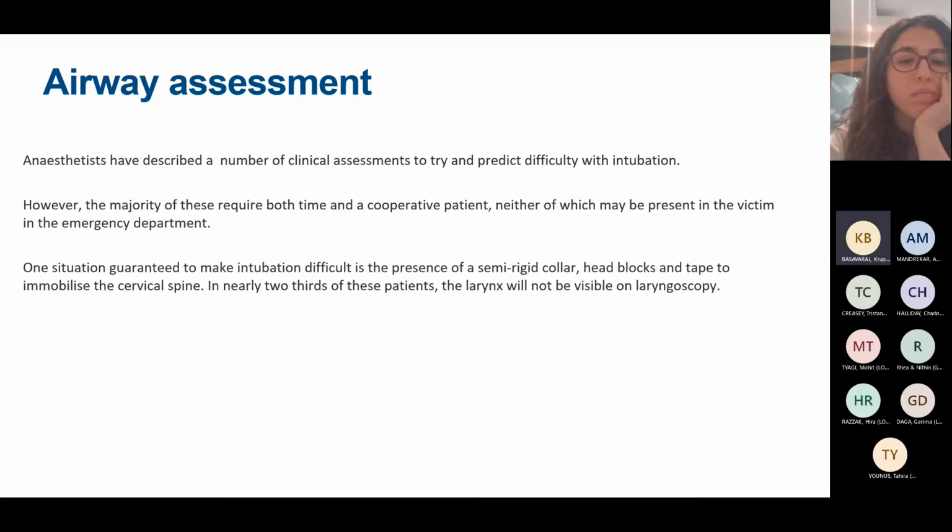What also makes intubation difficult is the presence of a semi-rigid collar, probable head blocks, and tape to immobilize the C-spine. You will not be able to see a larynx on direct laryngoscopy. And that's why I think all of us have very conveniently taken over to video laryngoscopes these days.